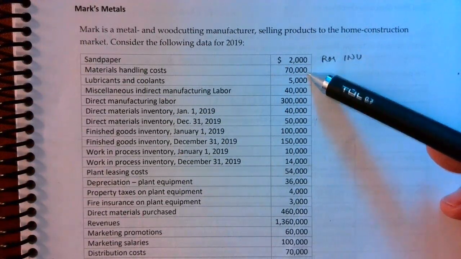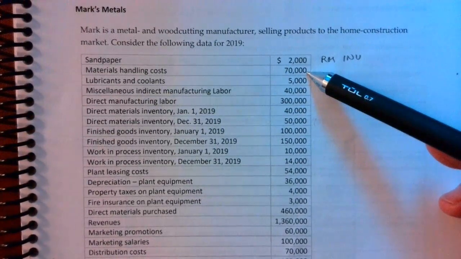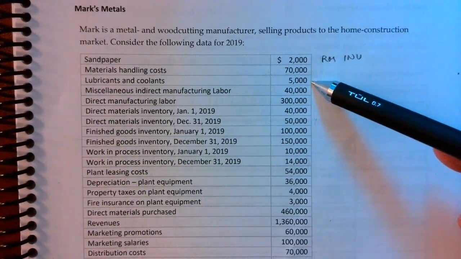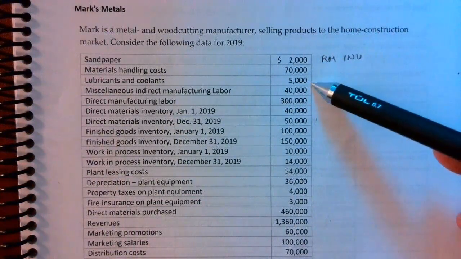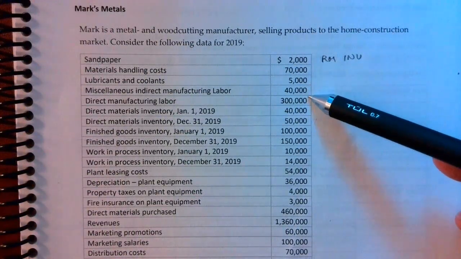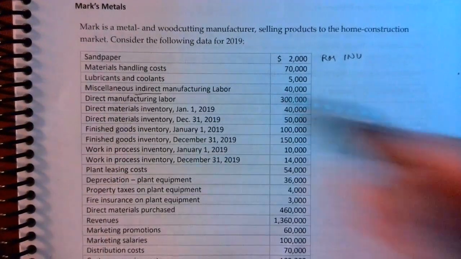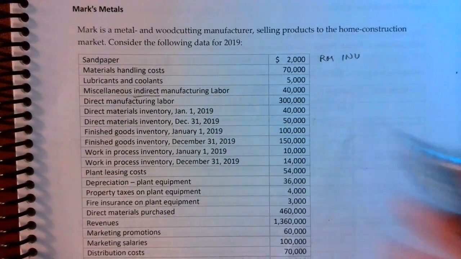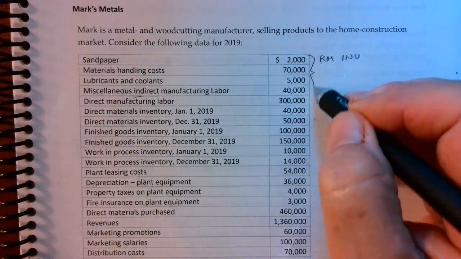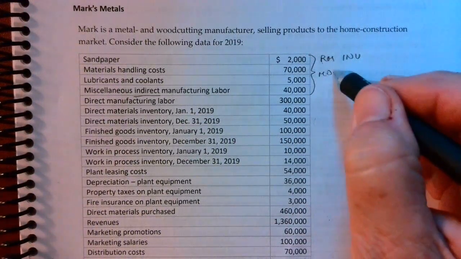And materials handling, I think what they're referring to here is moving materials around the place inside, say in manufacturing, so that would not be an inventoriable cost either. Same thing with lubricants and coolants. These are things that you wouldn't track separately, but it would still be something that you'd use. And then the last one is miscellaneous indirect labor. At least they gave you a big break here and said indirect, so you know that it's overhead. So all four of these are going to be manufacturing overhead.